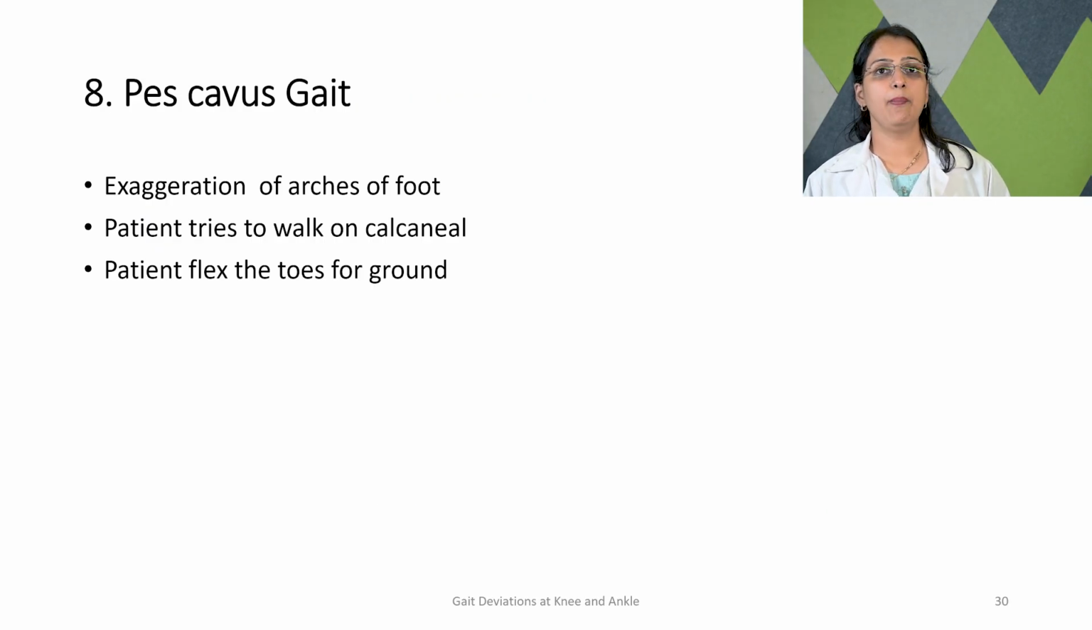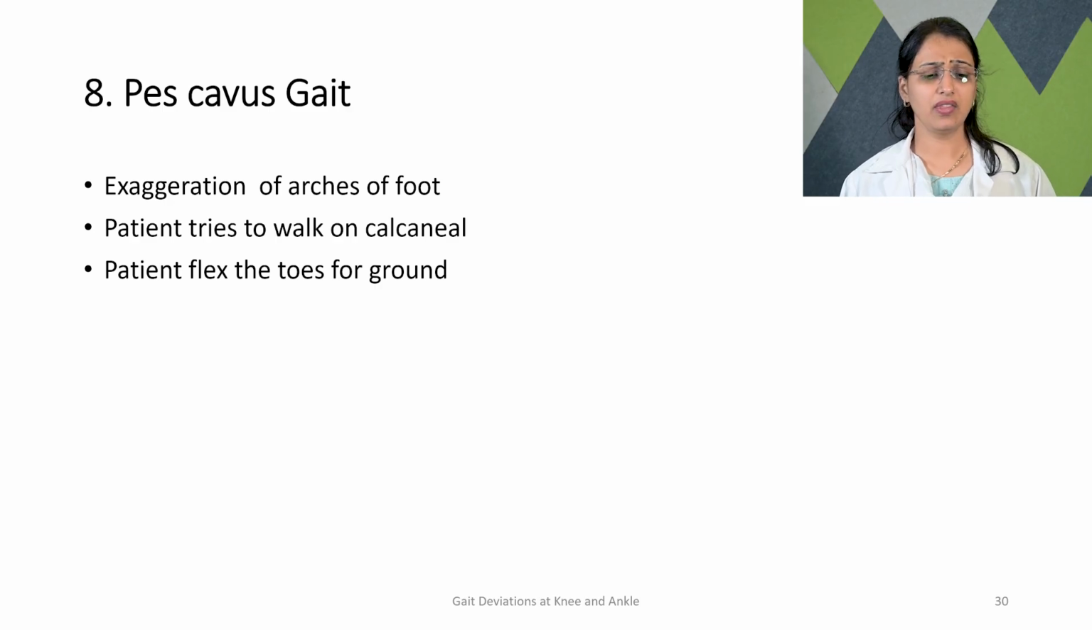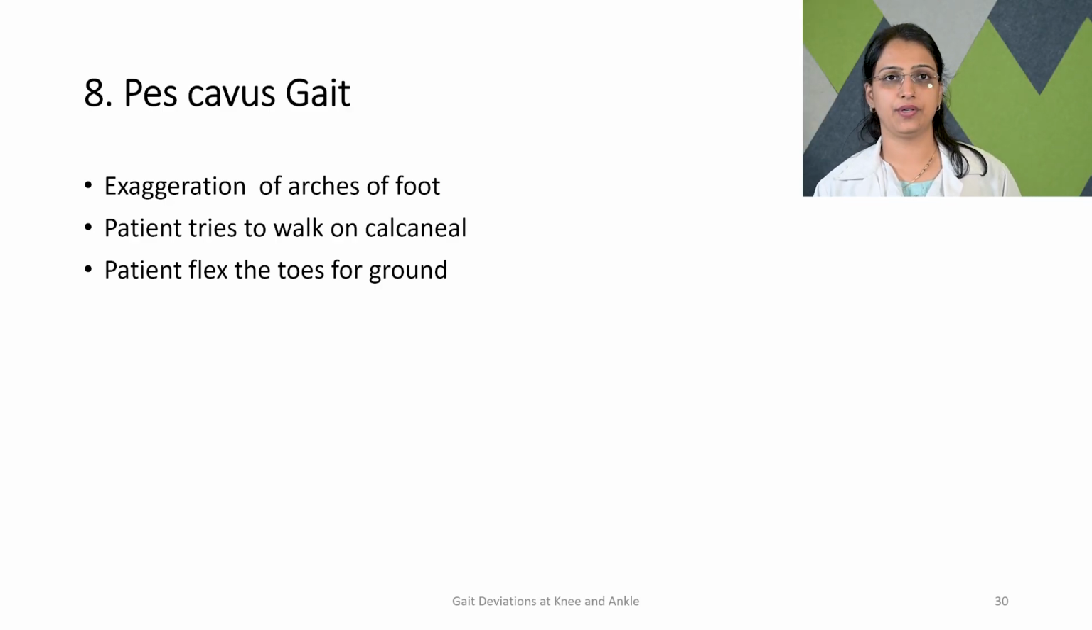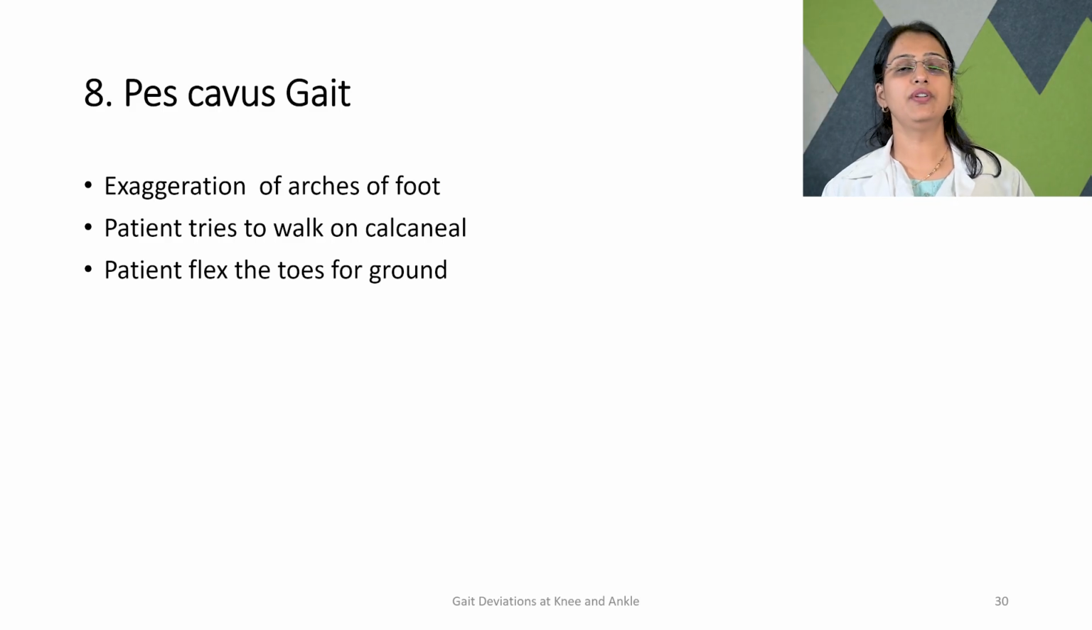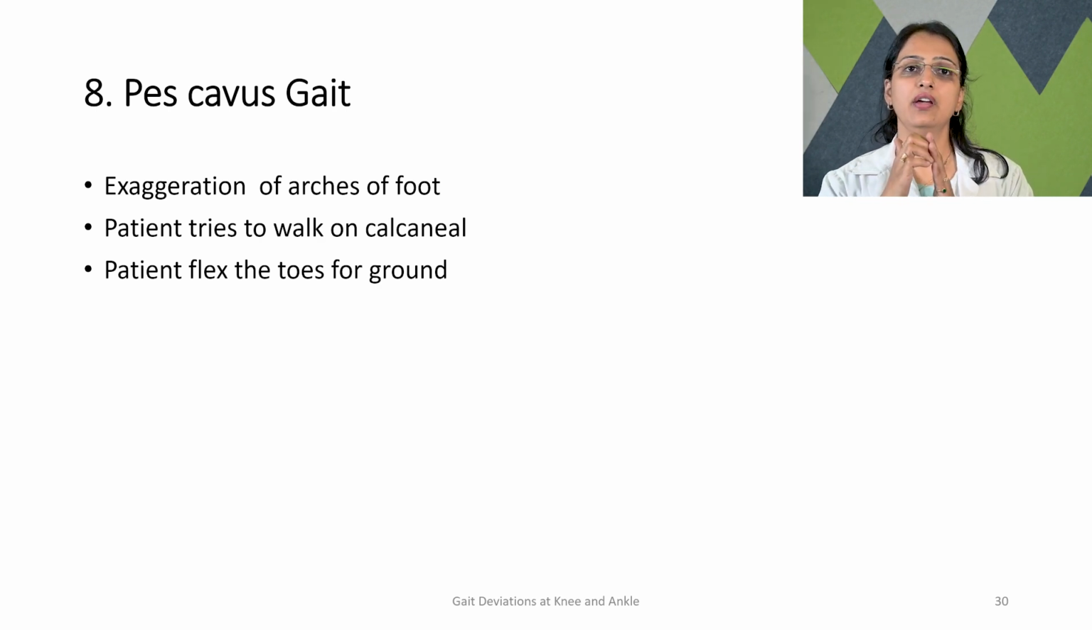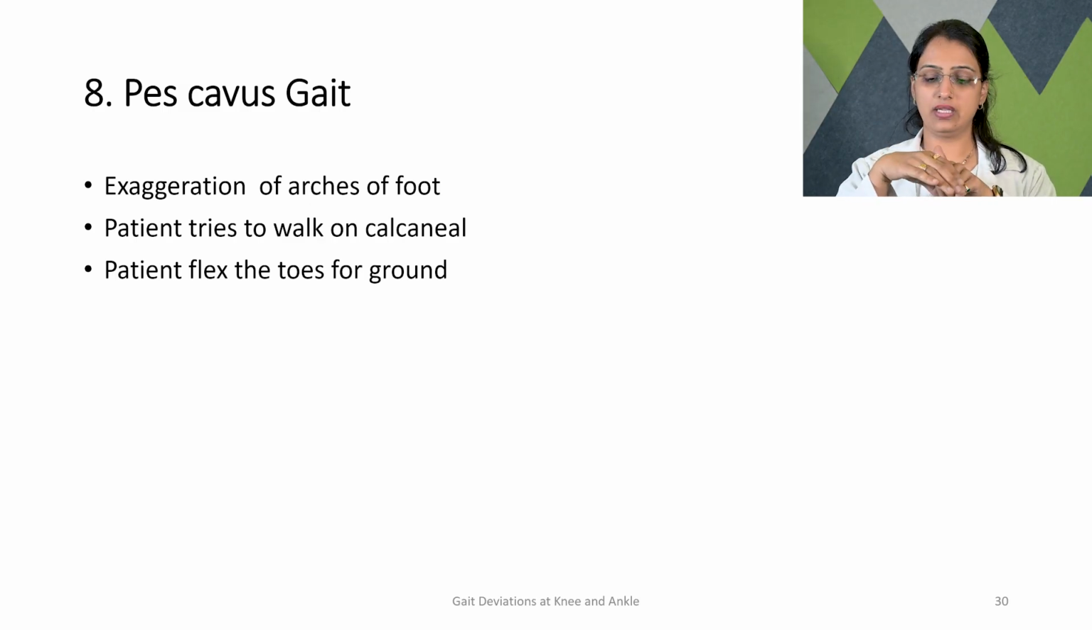The eighth one is the pes cavus gait. It is due to the exaggeration of the arches of the foot. So here the patient tries to walk on the calcaneum. The patient is walking on the calcaneum, and the toes are flexed on the ground. So both arches are exaggerated.